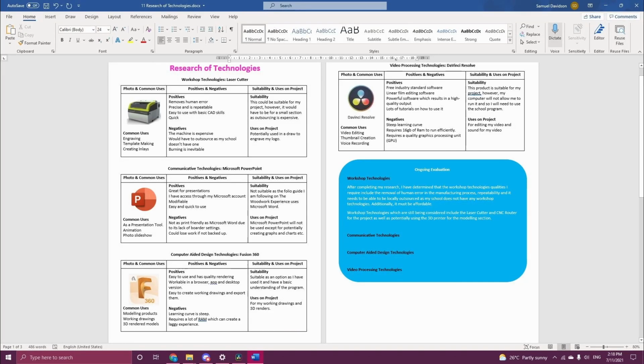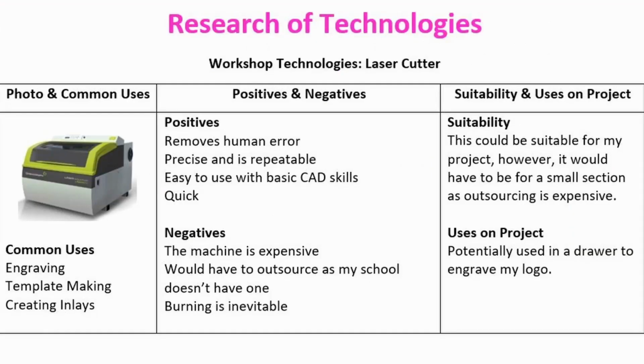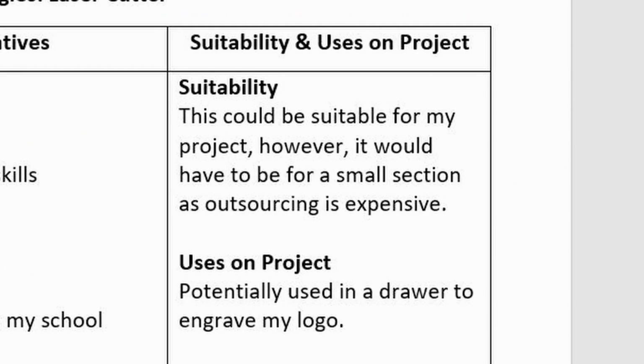This time we're not going to spend too much time going over the headings in the table, as common uses, positives and negatives are all pretty self-explanatory. But I would like to talk about suitability and uses on project, especially when considering workshop technologies. Under suitability, it's very important that you understand that although something may be suitable, you may not have access to it or the funds to utilize that. And as long as you document that, you cannot be marked down for that.